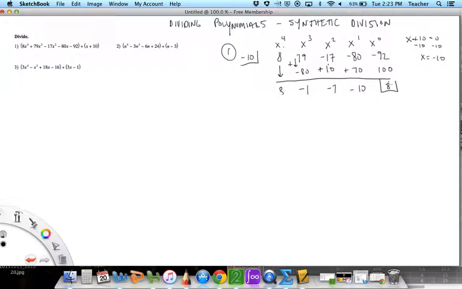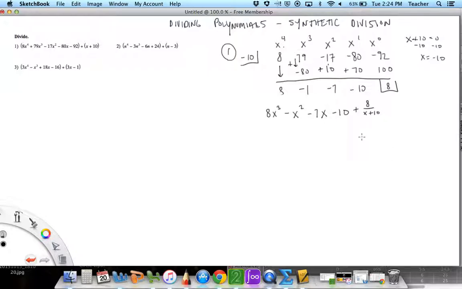Once I run out of room, my last number in this sequence is the remainder, which in this case is 8. The other numbers are the coefficients of my answer. I'm one degree less than what I started with, so my answer is 8x to the third minus x squared minus 7x minus 10, plus 8 over what I originally divided by, which is x plus 10.